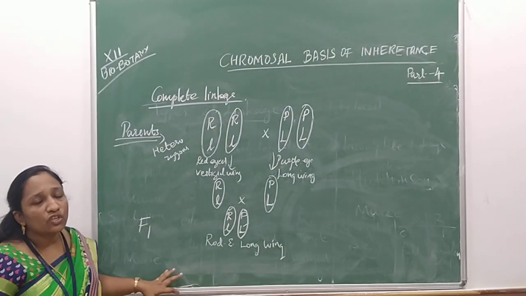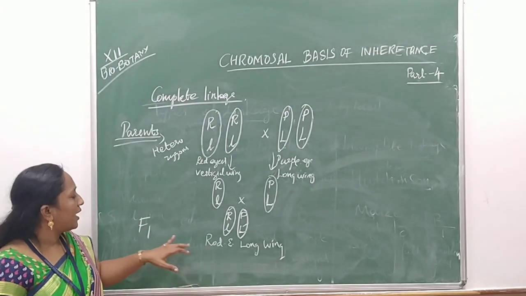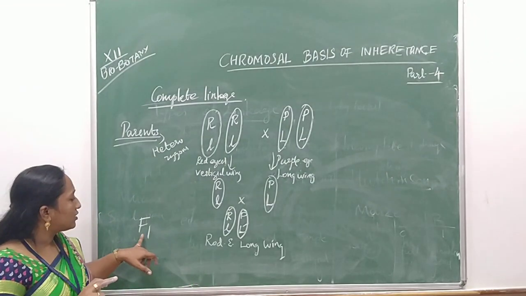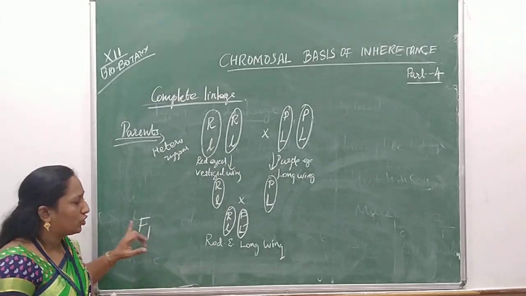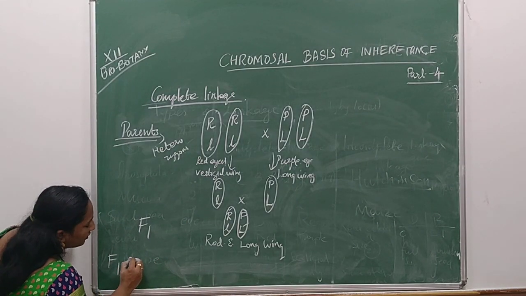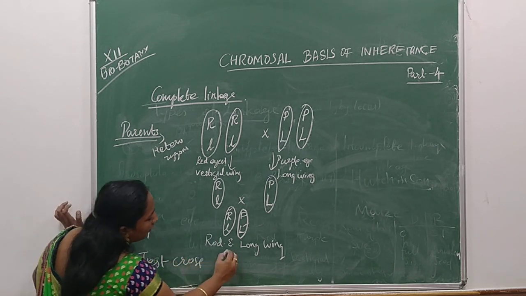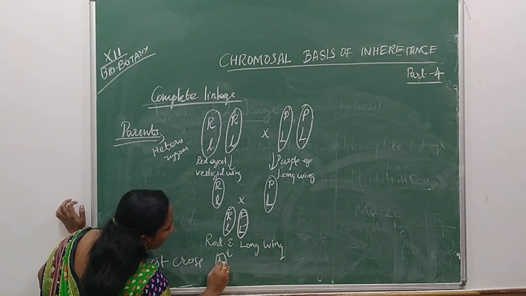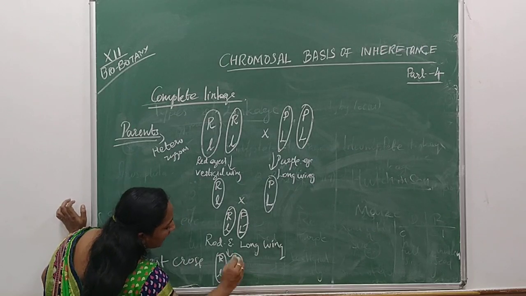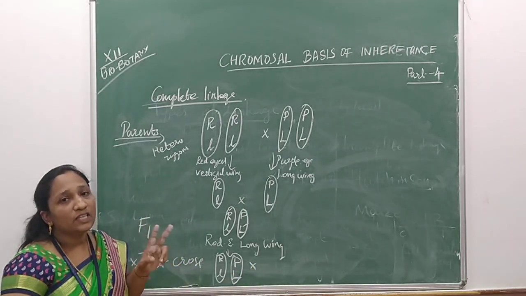So what is the next cross? We need to get the second generation, F2. For the F2 generation, this F1 is crossed with the test cross. He crossed the F1 hybrid with a test cross. Write the same here: capital R, small l with capital P and capital L. It will be crossed with the test cross, meaning double recessive parents.